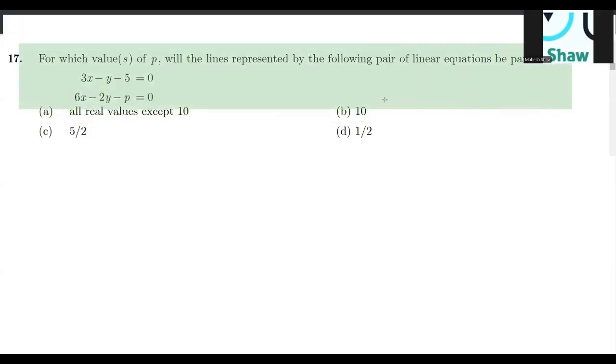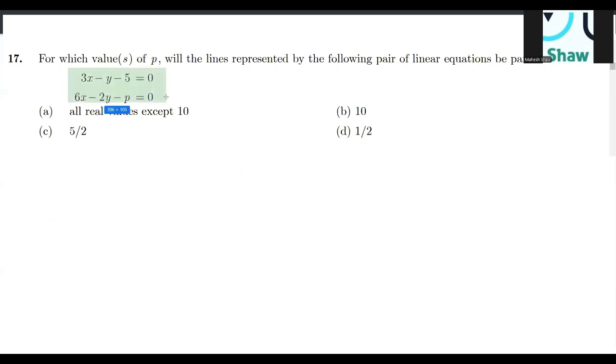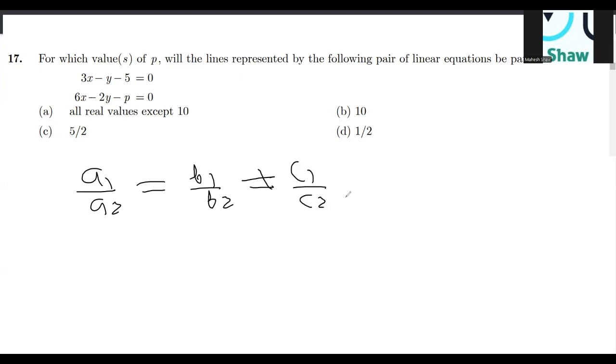We have to find the value or values of p in this case. And the condition is that these lines represent parallel lines. So what are parallel lines? Parallel lines have no solution. That means a1 upon a2 is equal to b1 upon b2, which should not be equal to c1 upon c2.